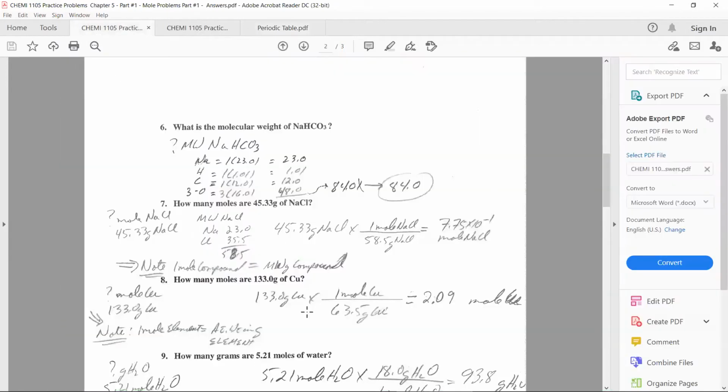Now, here we have 1 sodium, 1 times 23.0, 1 hydrogen, 1 times 1.01, 1 carbon is 12.0.